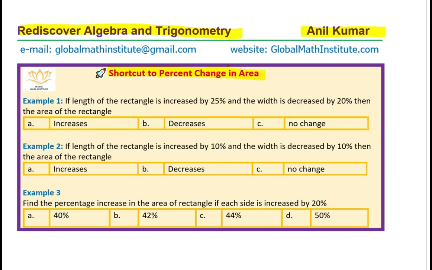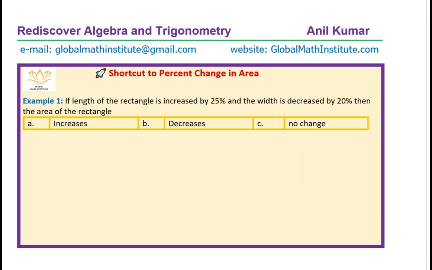We'll take up three particular examples based on what we have talked about and discuss the strategy. You would actually answer these questions in a few seconds. Let's see how. The very first question, example 1, is: if the length of a rectangle is increased by 25% and the width is decreased by 20%, then the area of the rectangle increases, decreases, or has no change? Okay, great. So we're taking a rectangle, and let's say length and width are given to us.